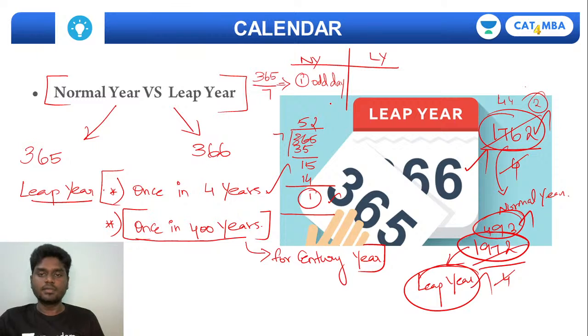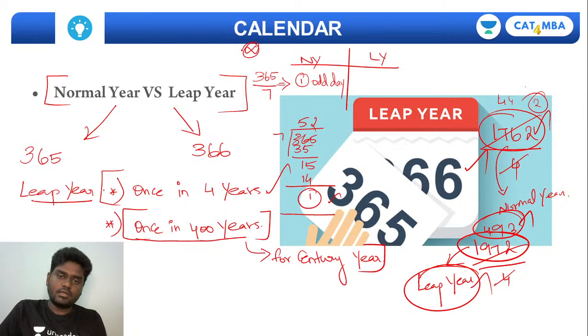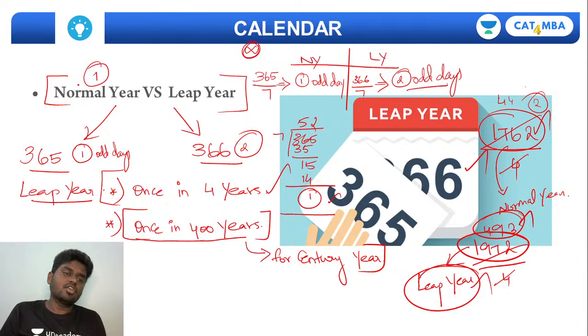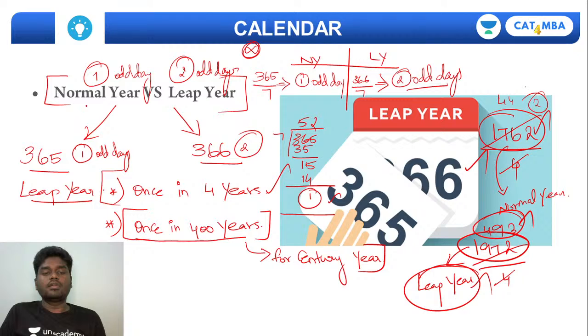Simple. So never ever forget this. Very important. A normal year will have 1 odd day. And if you go for a leap year, it will have 366 days divided by 7. So definitely it is understood that it will have 2 odd days. Very important. So the leap year will have 2 odd days. So guys, listen very carefully. You need not forget this. A normal year will have 1 odd day and a leap year will have 2 odd days. So very important to remember this.